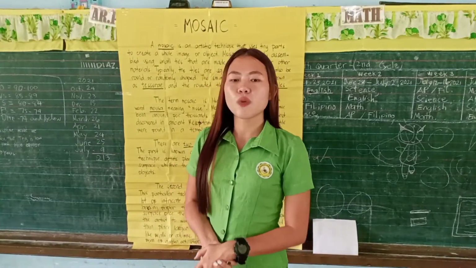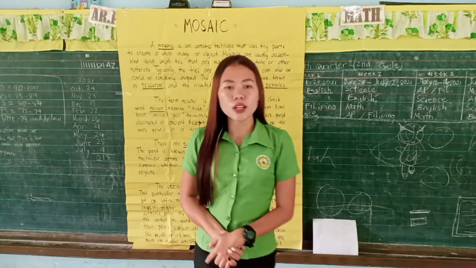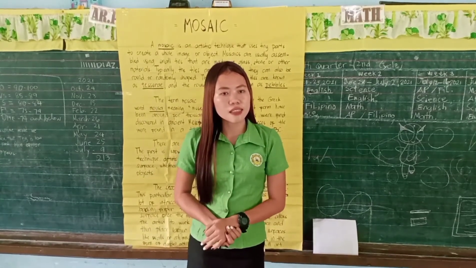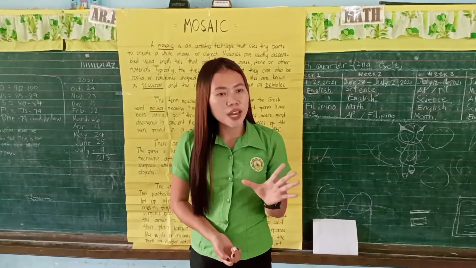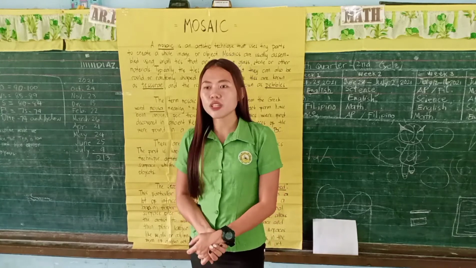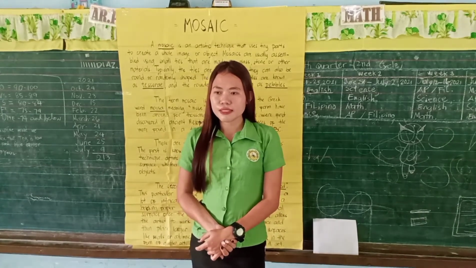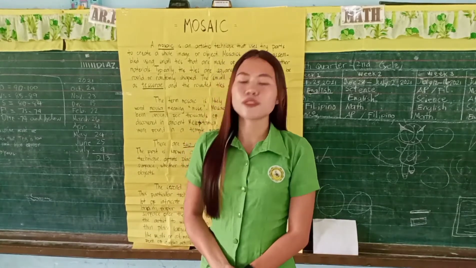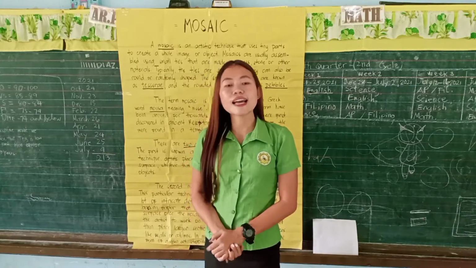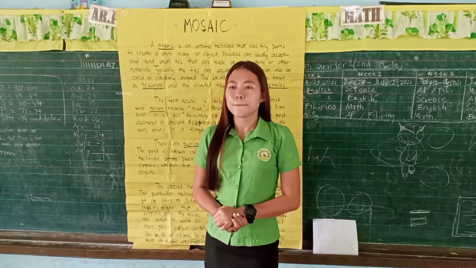So last question. What do you call the round, tiny parts and the square tiles, the objects that we attach to the drawing? What do you call them? Very good. So, the square tiles are called tesserae. The round ones are called pebbles.